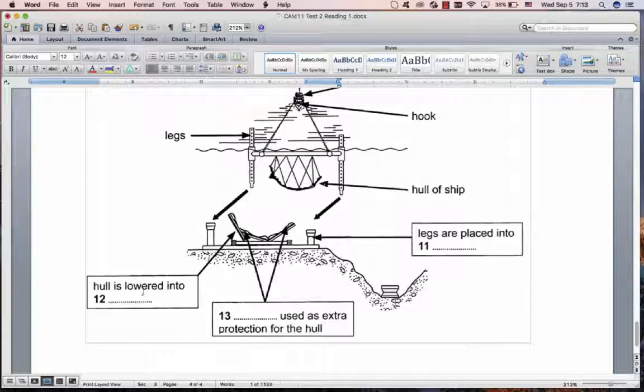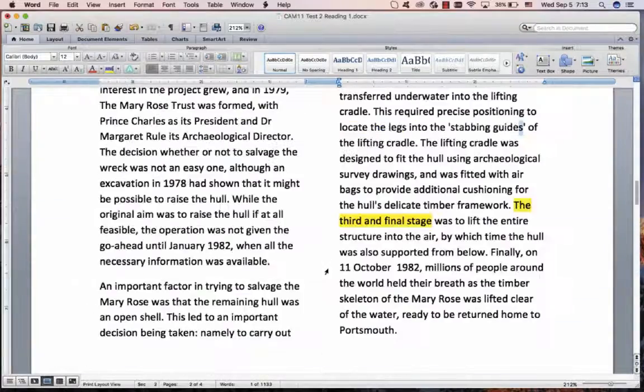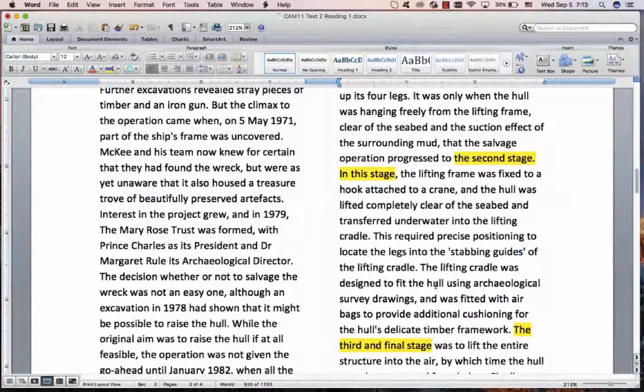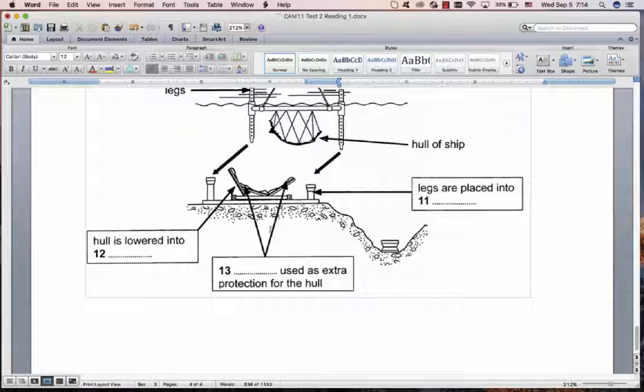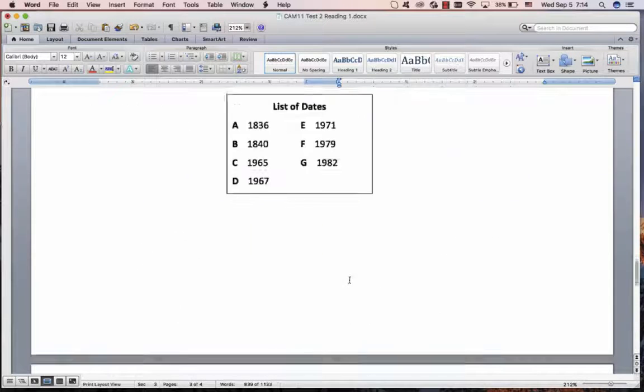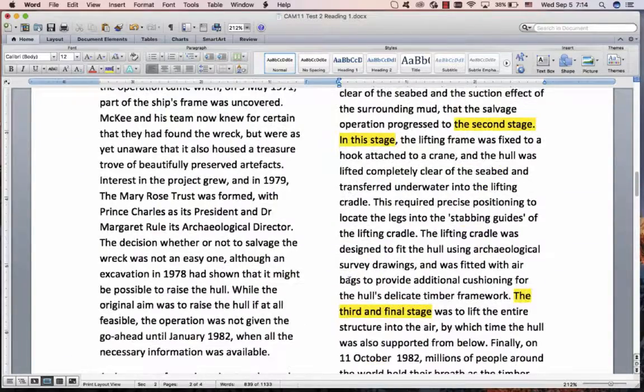12, the hull is lowered into, another into. Now what they've done here is they've gone back. I'm looking for hull lowered into. I can't see anything here. So always with a diagram, they go back. Here's stabbing guides, but they've gone back to this sentence over here. So the hull was lifted and transferred into the lifting cradle. Slightly difficult if you were looking for it over here because you wanted to go forward. The hull is lowered into the lifting cradle, used as extra protection for the hull. So now they'll go forward again.